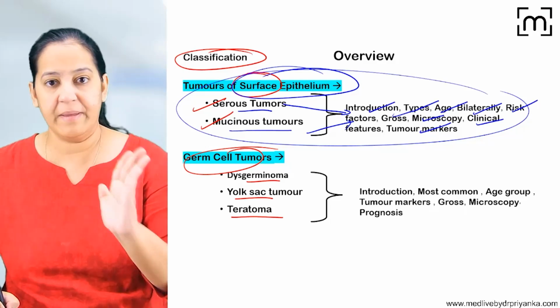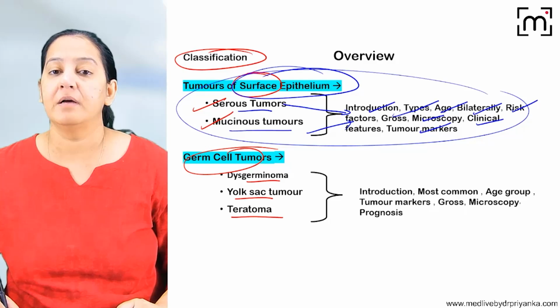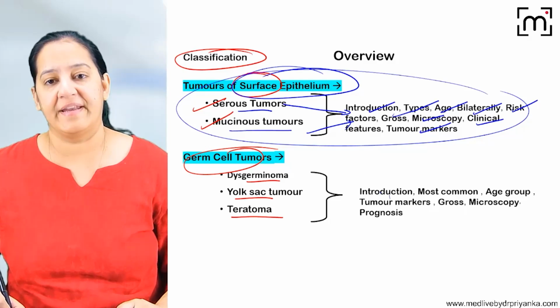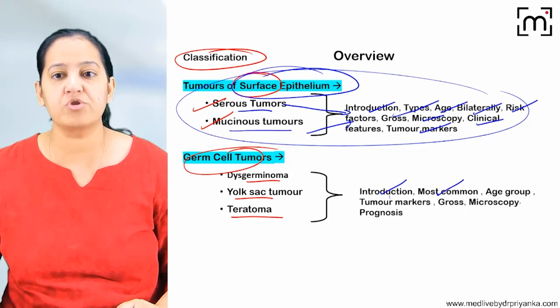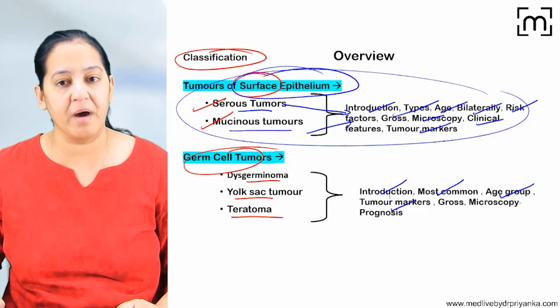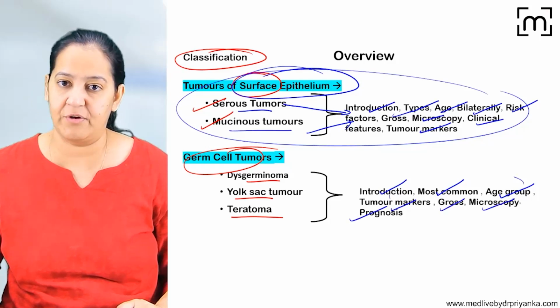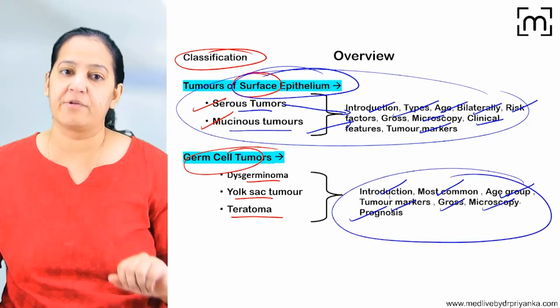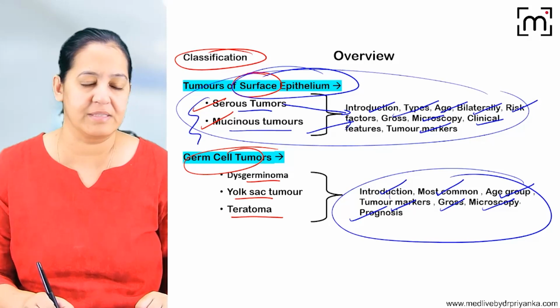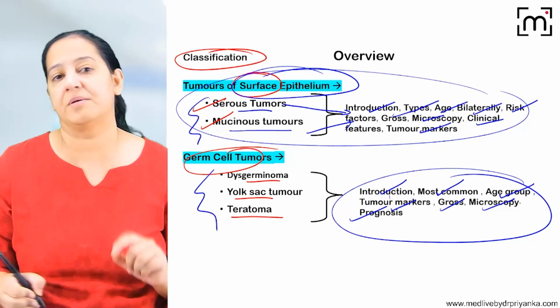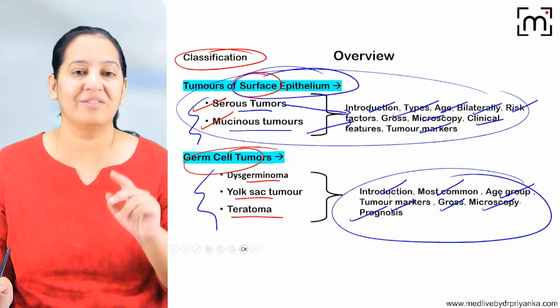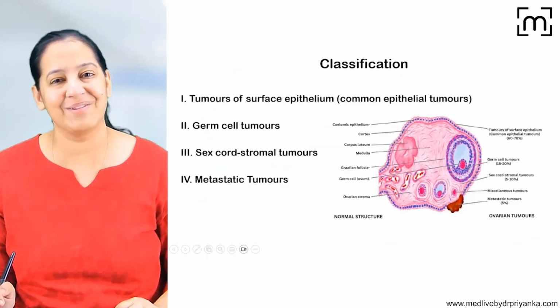So for them also, we will make a comparative table. We will compare them under the following headings: introduction for each of them, most common for each of them, age group, tumor markers, gross, microscopy and prognosis. So we will make 2 comparative tables, one among the surface epithelial tumors and one among the germ cell tumors. So at the end, you have to learn these 2 comparative tables. Okay, so let's start.